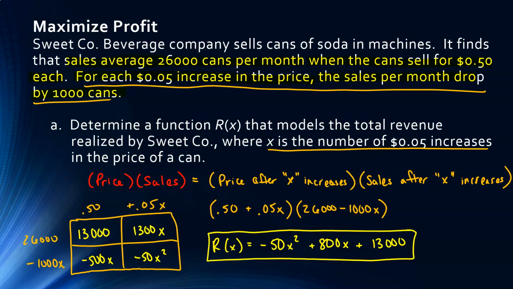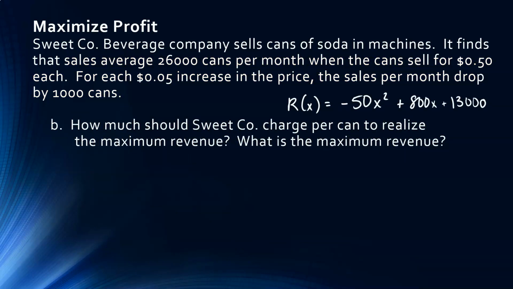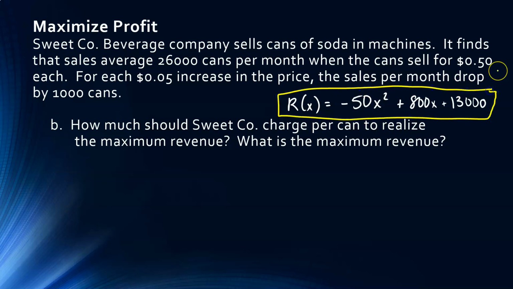Let's look at part B. All right, so let me get my pen ready here. This function here is the same function that we had on the other slide. So that's the one that we're going to be working with. It says, how much should Sweet Company charge per can to realize the maximum revenue? And what is the maximum revenue?